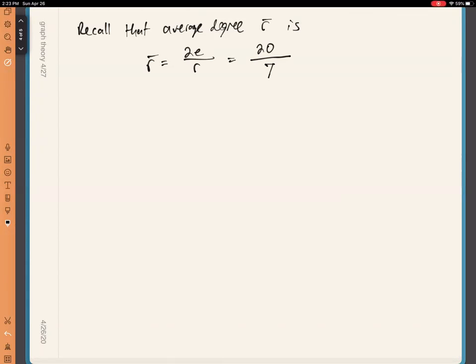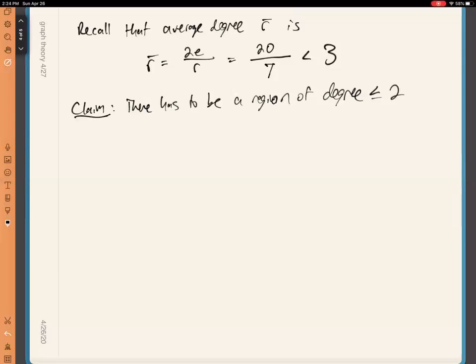However, notice that 20 over 7 is strictly smaller than 3, which is just a calculation you can do. Just look at the decimal expansion, for example. Or just note that 20 is smaller than 21, and 7 times 3 is 21. That's maybe an easier way to see this. And so therefore, since the average is smaller than 3, we're going to claim that there has to be a region of degree 2 or less in the graph. Right, so of degree less than or equal to 2.